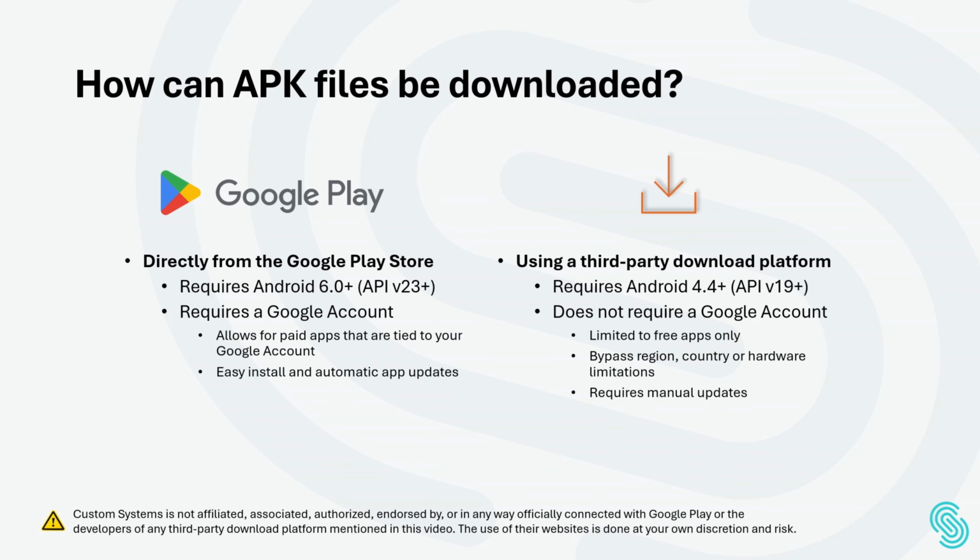As far as downloading, you have two options, directly through the Google Play Store or a third-party download platform. Now there are pros and cons to each, but downloading through Google Play Store will require Android 6 or above and a Google account. This comes with the advantage that you can have paid apps, but also the advantage of easy and automatic app updates. However, using a third-party platform does not require a Google account, but is limited to free apps and requires manual updates. However, this option may be preferred if you're trying to bypass any region, country, or even hardware limitations.